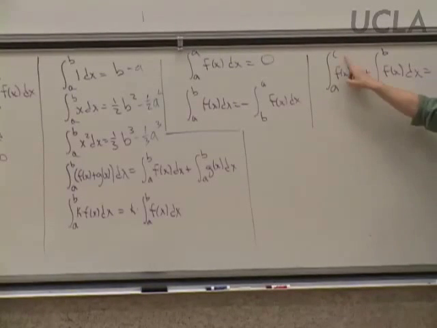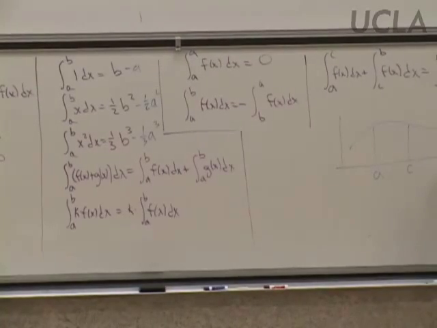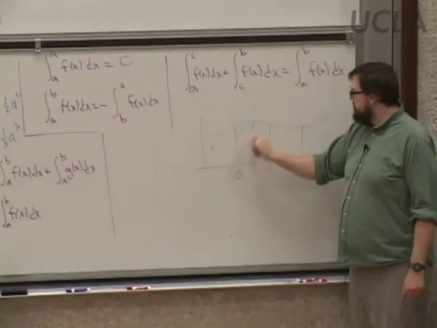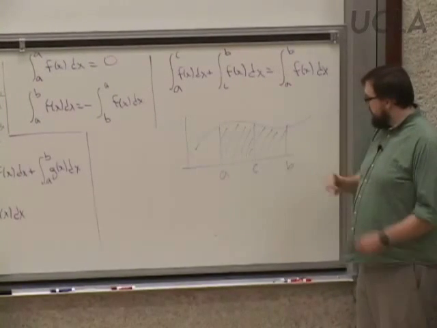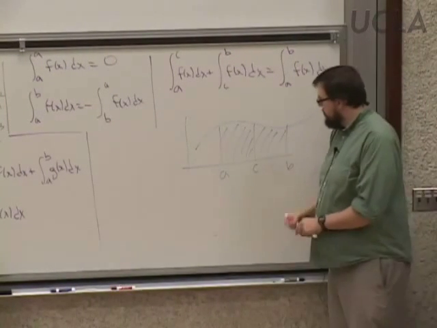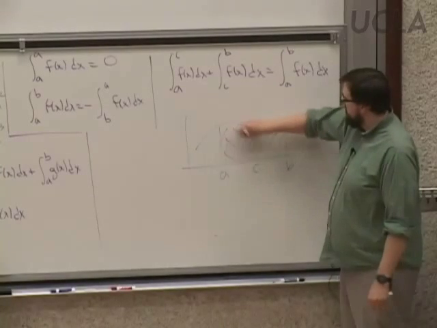The integral from a to c of f of x dx plus the integral from c to b of f of x dx is the integral from a to b of f of x dx. So the picture for that, intuitively, say: here's a, here's c, here's b. The integral from a to c is this area. The integral from c to b is that area. And of course, the integral from a to b is that area.